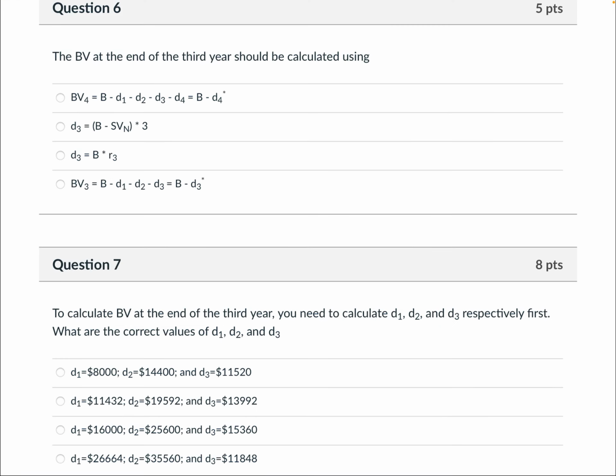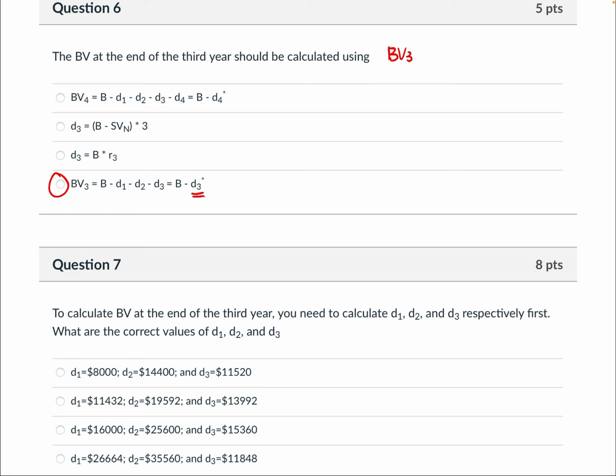The BV at the end of the third year. Okay, so BV3. What is the calculation? What is the equation you're going to use? BV3 should be the original book value minus the depreciation deduction in the first 3 years. So it's also equal to B minus D3 star, which is the cumulative depreciation deduction through the third year, right?